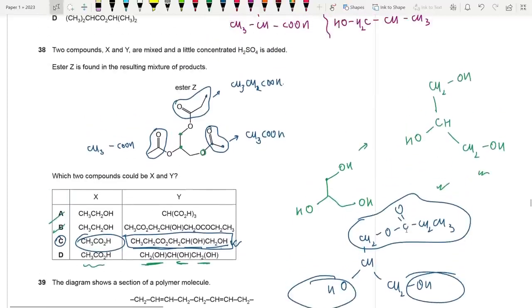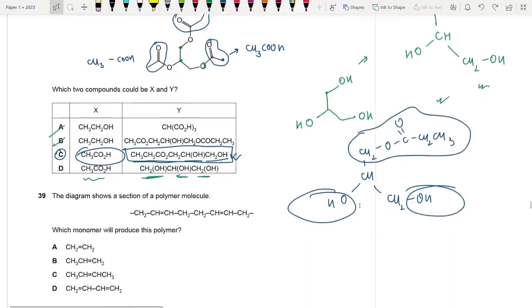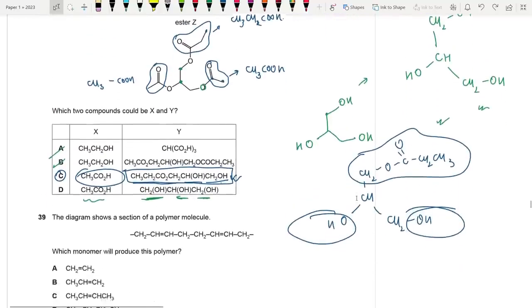But there is an issue in this particular question because we did add a little bit of concentrated H2SO4. There was a chance that this bond might have broken down. Maybe we couldn't get this product. So yeah, there is an issue in this question, but it is quite challenging. It really tests your skills as an organic chemist. So if you got this right, you're really smart.